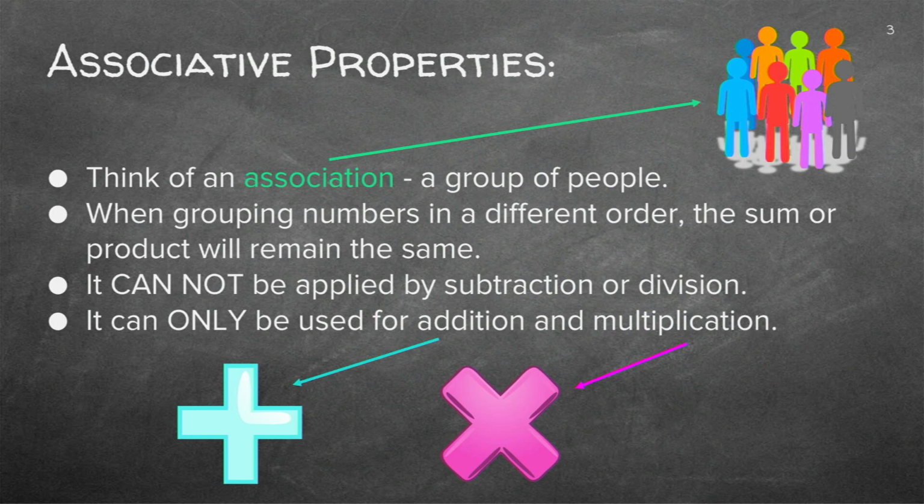Now, associative properties. When I talked to you about commutative properties, I told you to think of how to commute. Now, with associative properties, you can think of a group of people, an association, that work together. So in these properties, you can group your numbers in a different order. Grouping means we're working with more than two numbers. It cannot be applied to subtraction and division. It can only be applied to multiplication and addition.